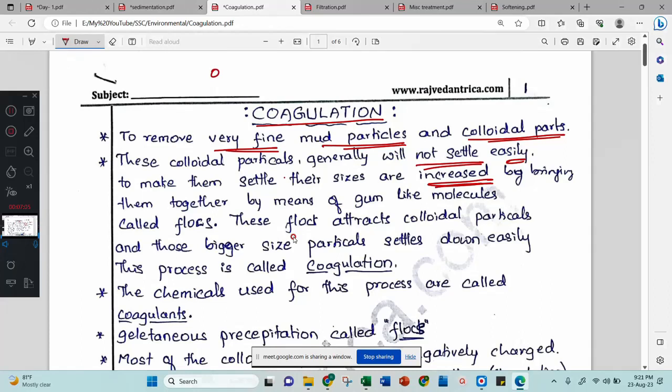This is one particle, this is another particle, another particle. They are repelling each other. I have to make some arrangement so that another layer is formed, a gelatinous layer we will call. Gelatinous means gum type of layer. Some gelatinous layer is formed, and this gelatinous layer will attract all the particles and make this particle big. When this particle is big, then it will have a weight. Then this weight will allow it to settle down.